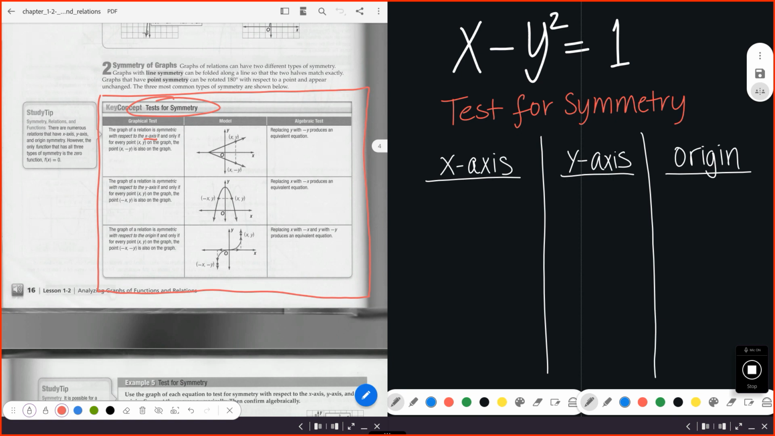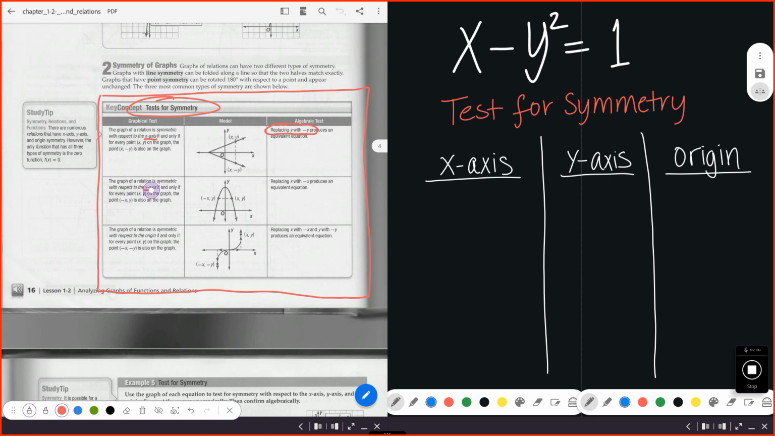Here, if and only if for every point x and y on the graph, the point x and negative y is also on the graph. So in other words, we're replacing y with negative y. So if you're looking for symmetry with respect to the x-axis, I am going to replace my y with a negative y.